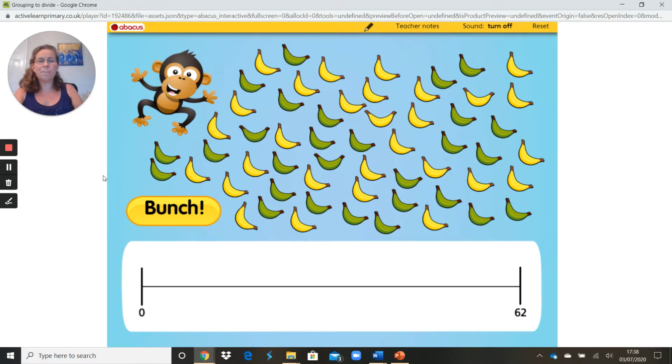Do you remember Chunky Chimp? He loves bananas and he loves chunking things. Bananas come in groups of 5. This is what we call a hand.